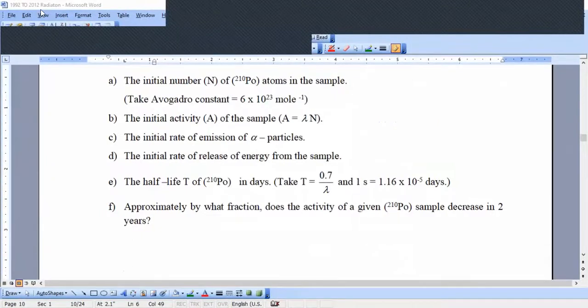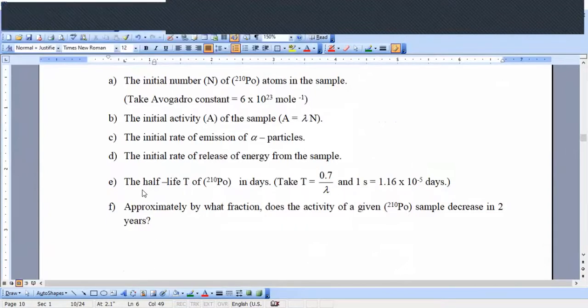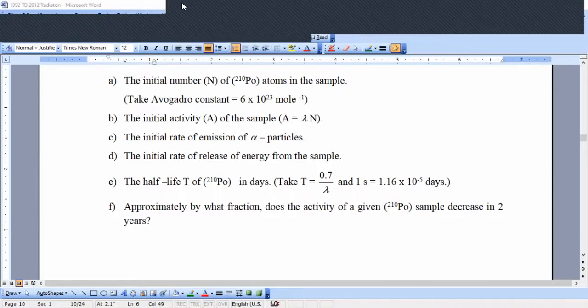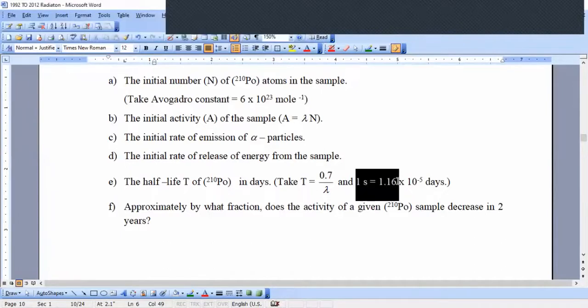Can somebody unmute the mic and read the question? What is the half-life T of polonium in days? Thank you, dear. We want to find the half-life of polonium, not in days, but in seconds. They have given 1 second equal to how many days, dear?